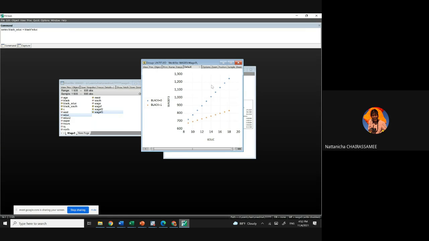This is another way that you can just plot a graph, right? And you can see the trend of your data set, and you can see how your data changes between these two variables that you are interested in.